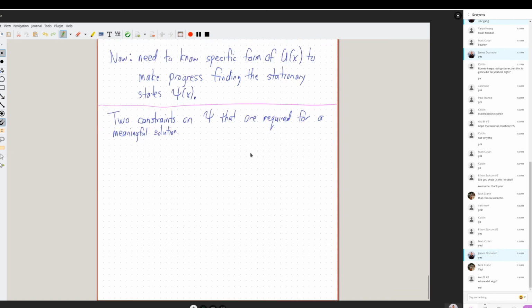The first one, I should say psi of x, because here we already know how the time dependence works, and here we're just thinking about the space dependence to get the stationary states.